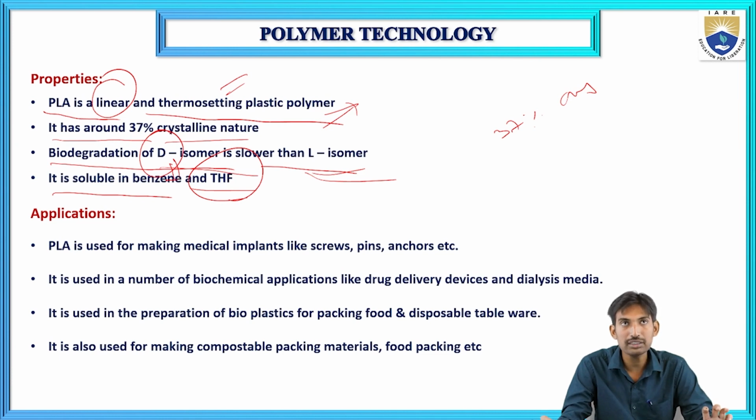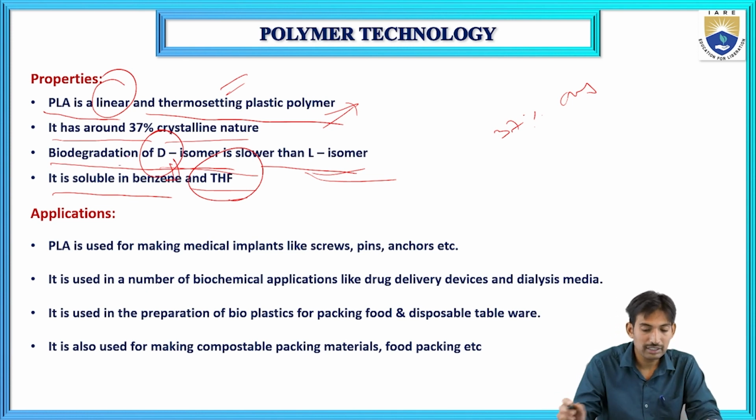See, what are the properties? The polylactic acid is a linear and thermosetting plastic. It is an example of a thermosetting plastic. It has around 37% crystalline nature, and the remaining percent will be in the amorphous state.